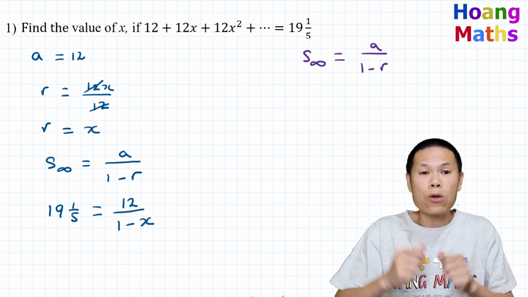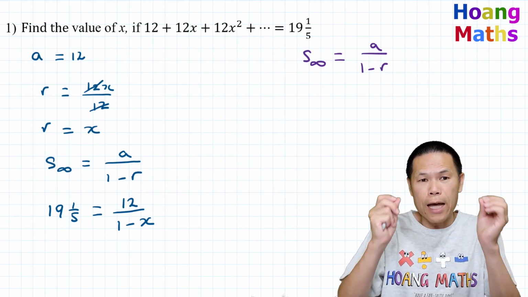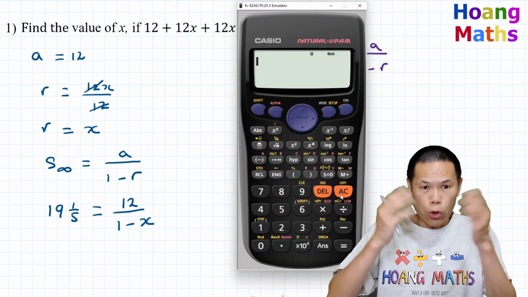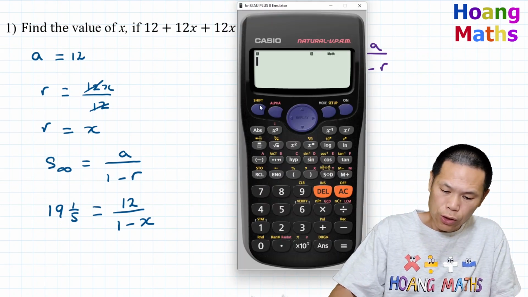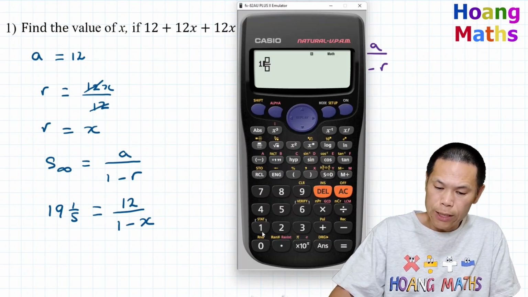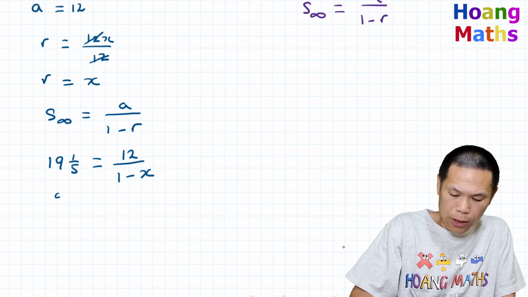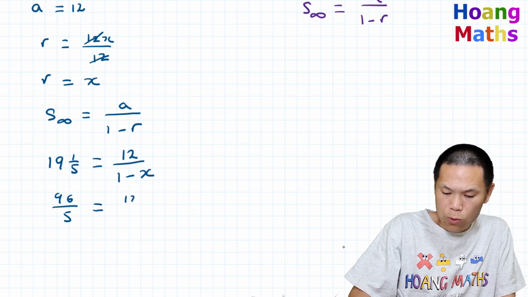Now to solve this equation, I just convert 19 and 1/5 into an improper fraction first. So I go fractions, shift fractions, 19 and 1 over 5. Press equal. So 96 over 5. So 96 over 5 is equal to 12 over 1 minus x.